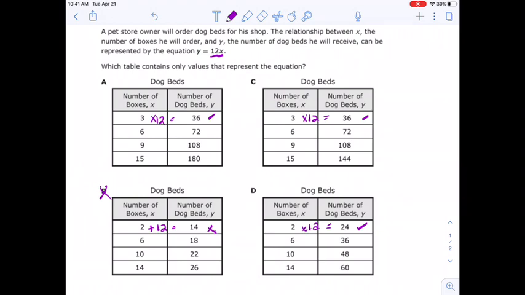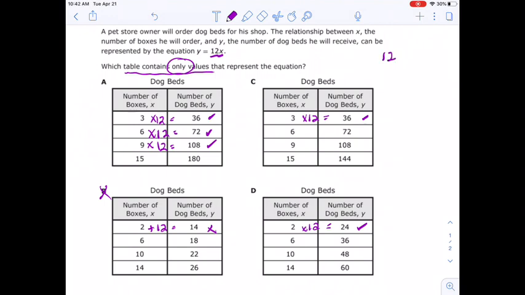But here's the problem. If we do what a lot of fifth graders do and just stop at the first line, I have 3 right answers. And I can't have 3 right answers. So I have to keep going. This asks me which table contains only values that represent the equation. That means every value in that table has to represent this equation. So let's go back to A. Is 6 times 12 equal to 72? Yes, it is. Is 9 times 12 equal to 108? Yes, it is.